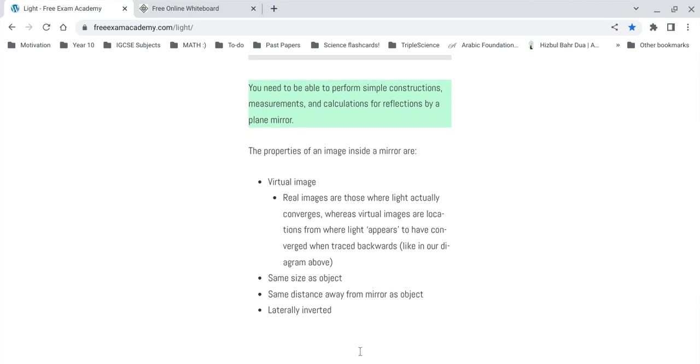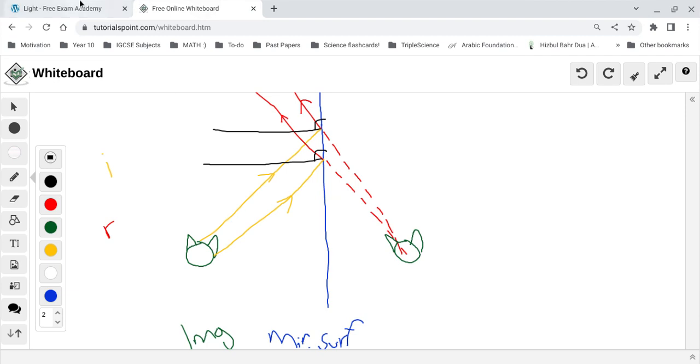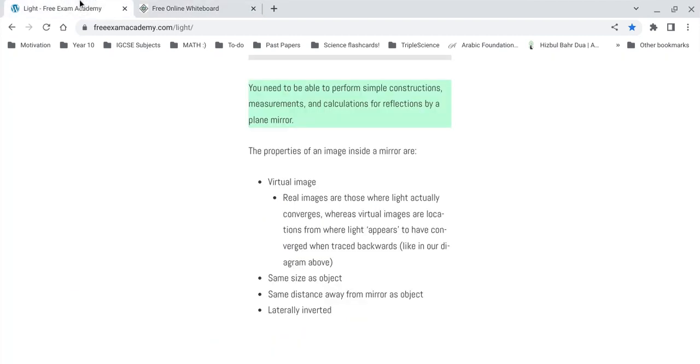Let's keep going. The properties of an image in a mirror are, for a virtual image: real images are those whose light actually converges, whereas virtual images are locations from where light appears to have converged when traced backwards. So in real images, light is actually converging. If you don't know what converge means, it basically means join together.